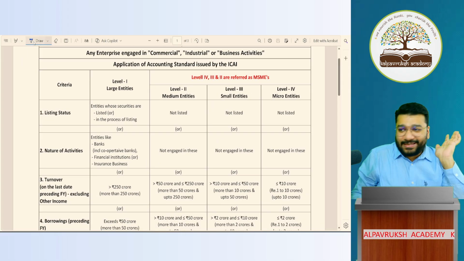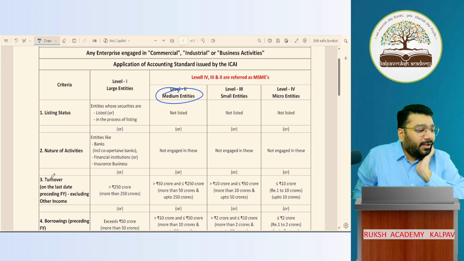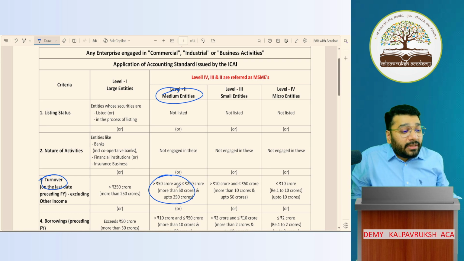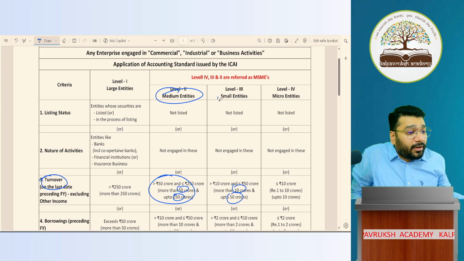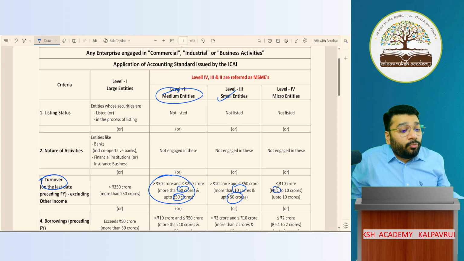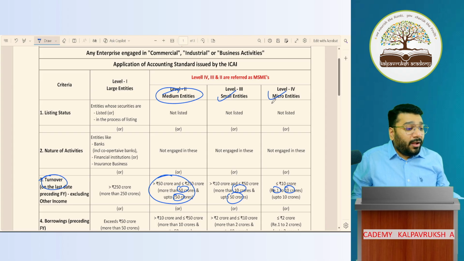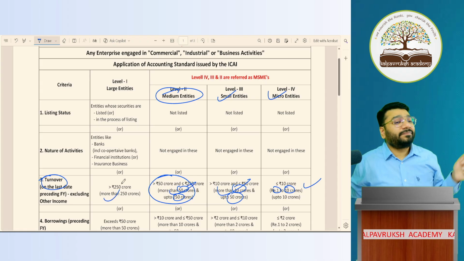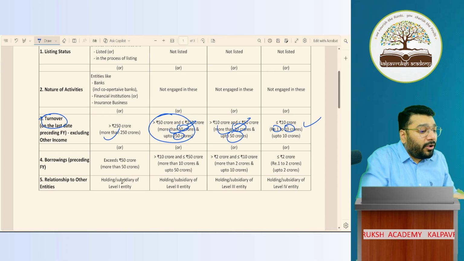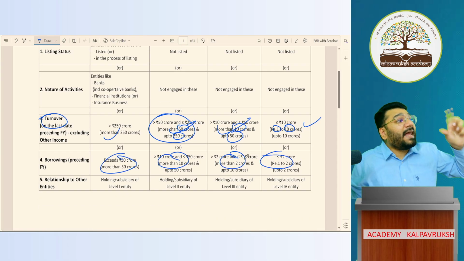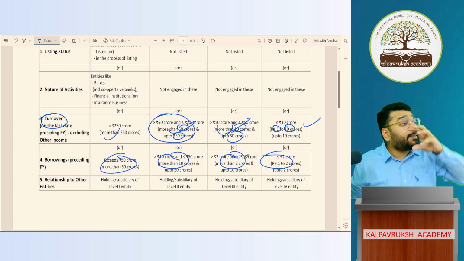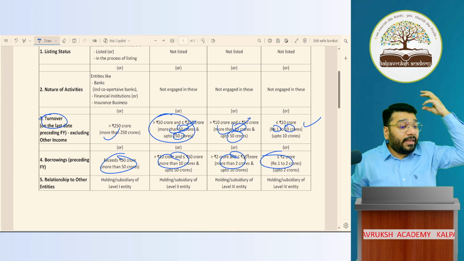Up to last year, for medium enterprise, they had given a separate turnover limit. So if your turnover is more than 50 up to 250, you're medium. Or if your turnover is more than 10 up to 50, you're small. Or if your turnover is 1 rupee to 10 crore, you're micro. So how many turnover criteria did you have to remember? 1, 2, 3, 4. Similarly, for borrowing also they had 4 different criteria, which means they gave slabs. From this slab to this slab, you're level 1. From this slab to this slab, you're level 2. Like that, slab wise turnover they gave, slab wise borrowing they gave.